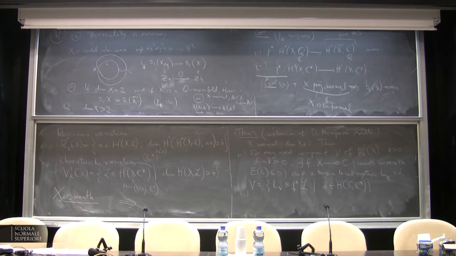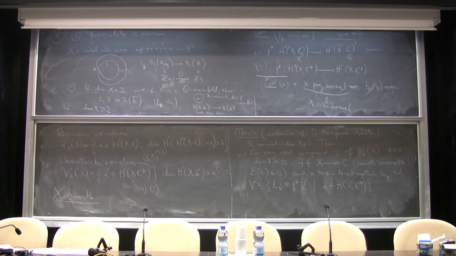Okay? And so this group, if you look carefully, is just Z squared free product with another copy of Z. And this is the simplest group which is a right angle Artin group, but it's not the fundamental group of a smooth variety.